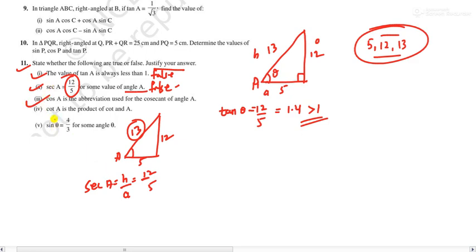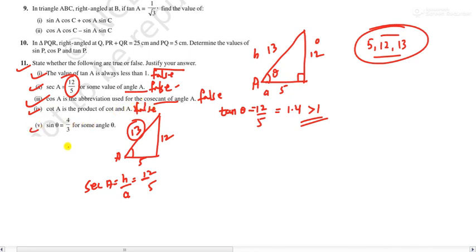Understood? Next, cos A is the abbreviation used for cosecant of angle A. No, it is false. It is not used for that. Cosecant is cosec A. Cos A is for cosine A. Okay. Next, cot A is the product of cot and A. No, it is not a product. Cot A is the cot of angle A, not the product of cot and A. Okay. This is also false.